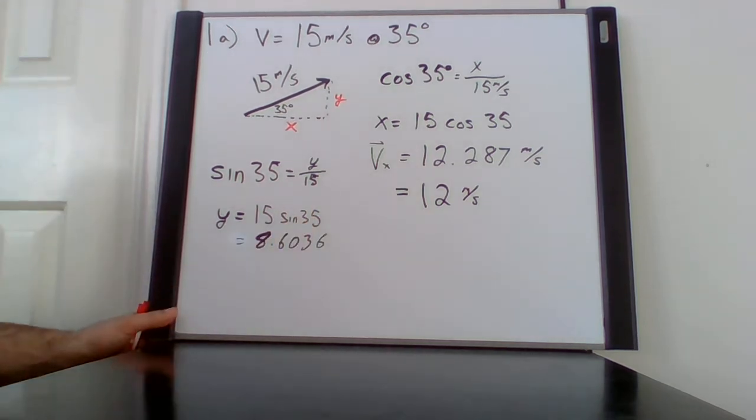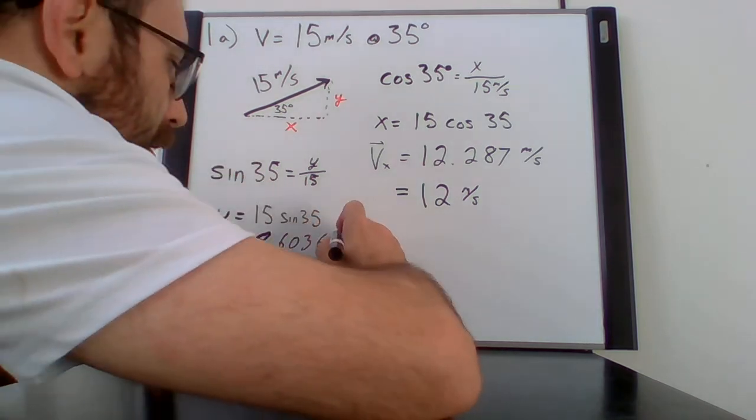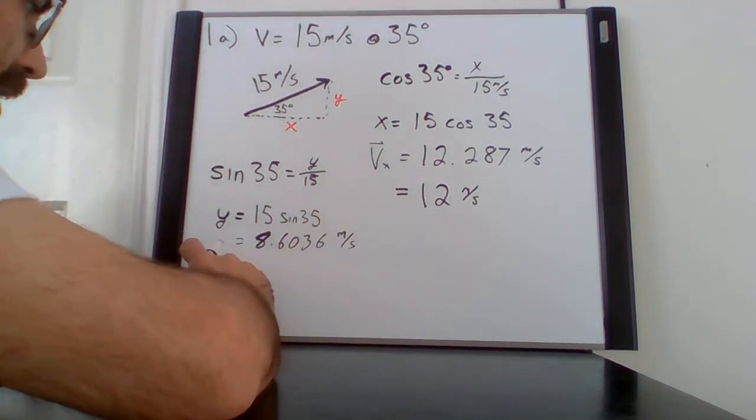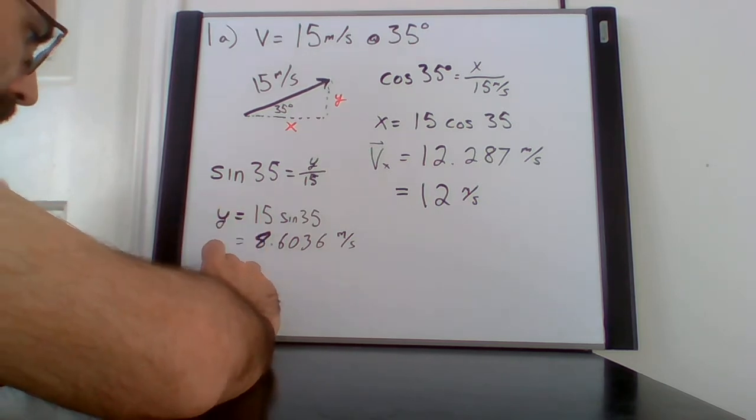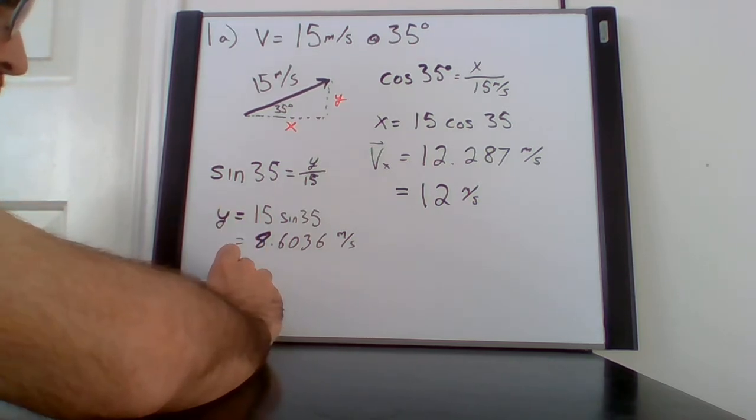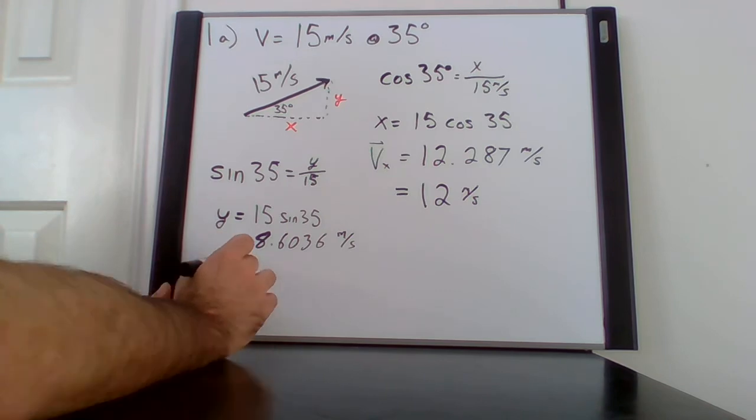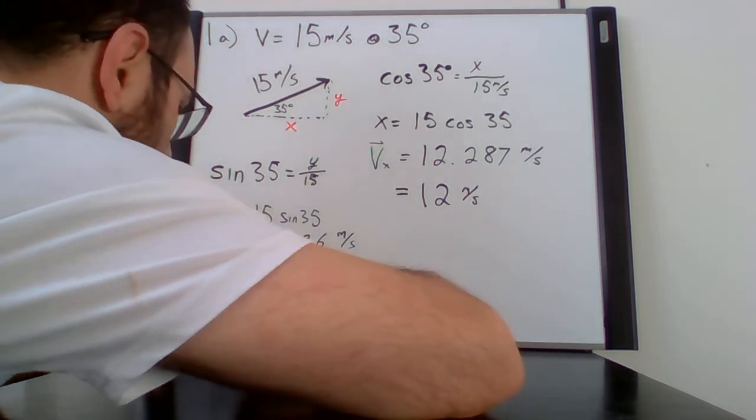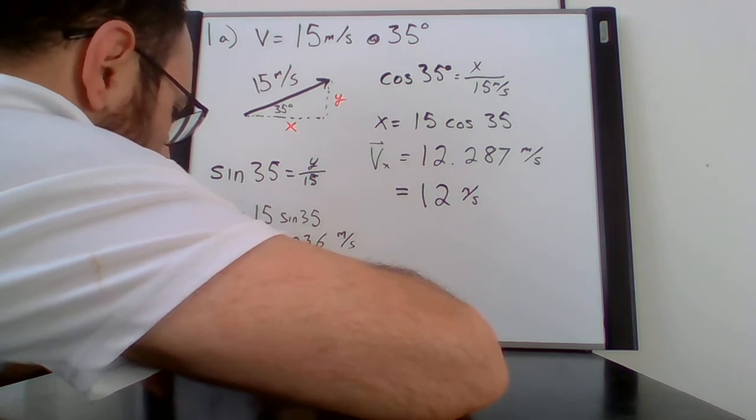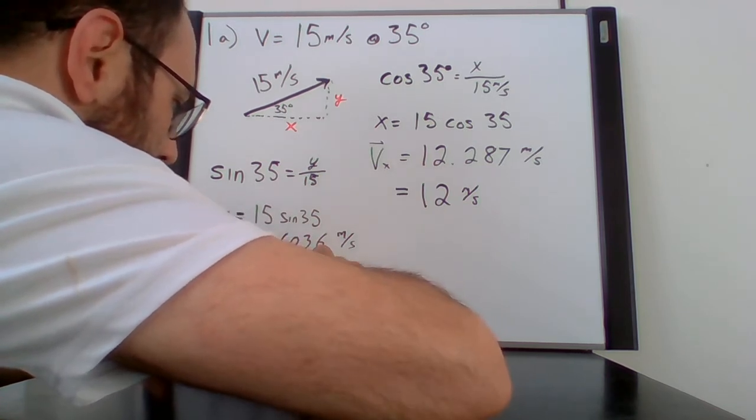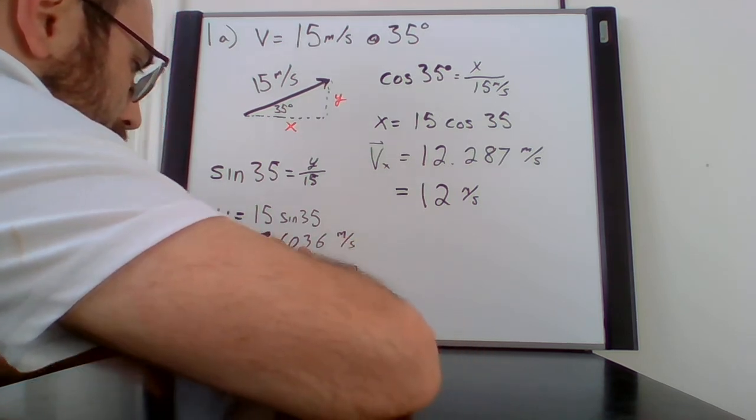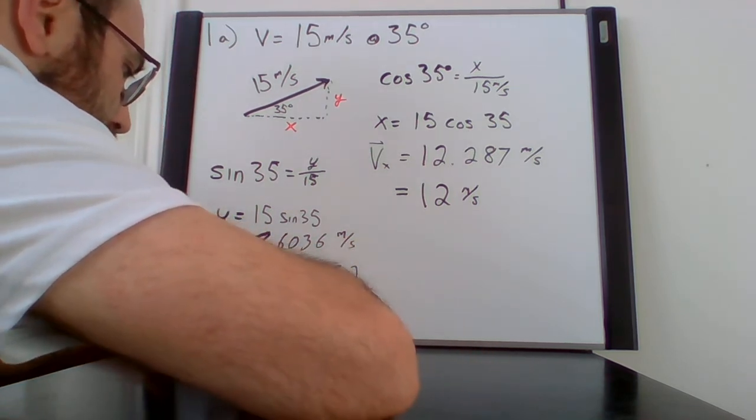I get 8.6036. Our units here are meters per second. So that means our Vy, our velocity in that y direction, is 8.6 meters per second. And remember, that one we can definitely give a direction of up.